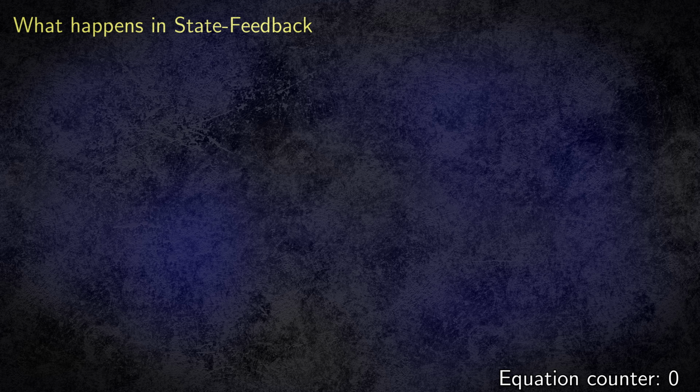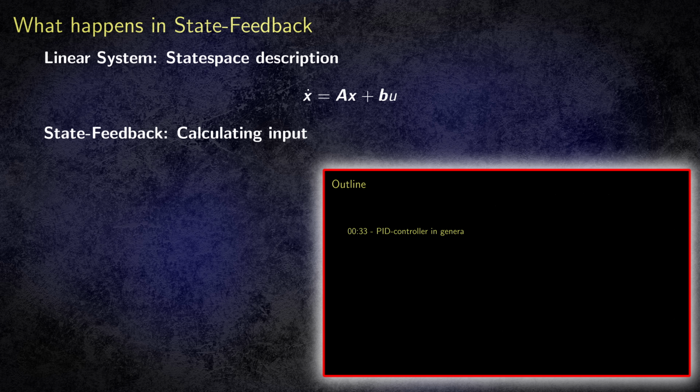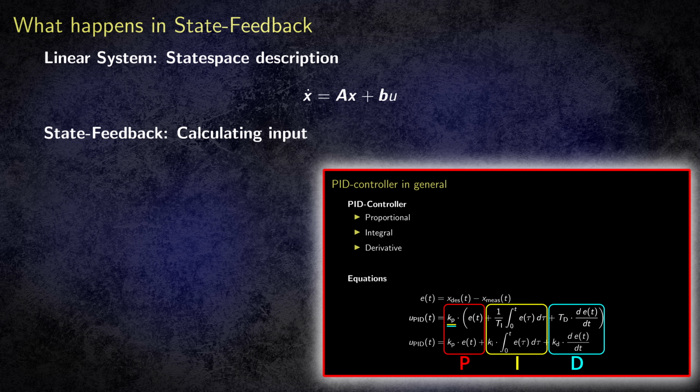We start with the standard state space description of a linear system. This equation tells us how the state evolves over time, based on the system matrix A in connection with our state, and how the input u influences the system over the input vector B, here for a system with a single input.